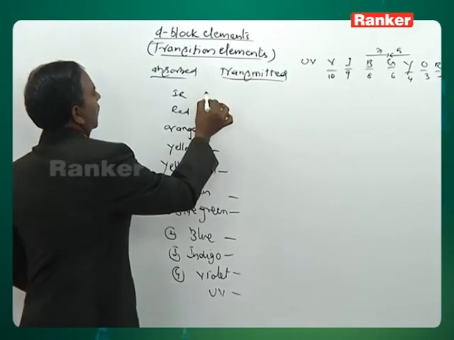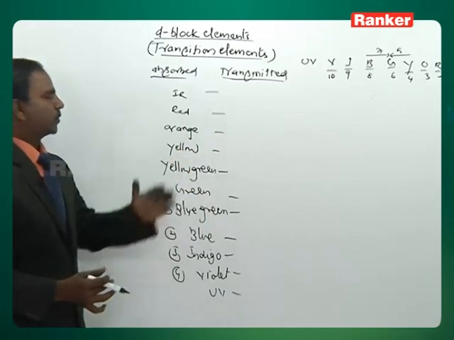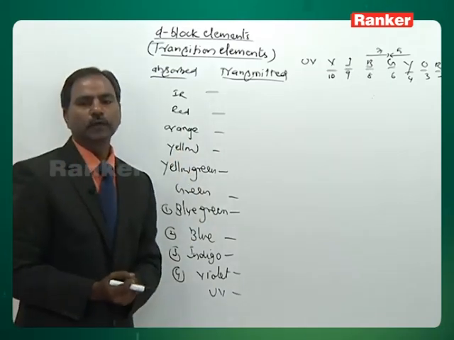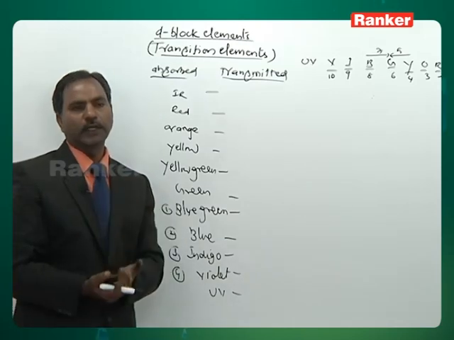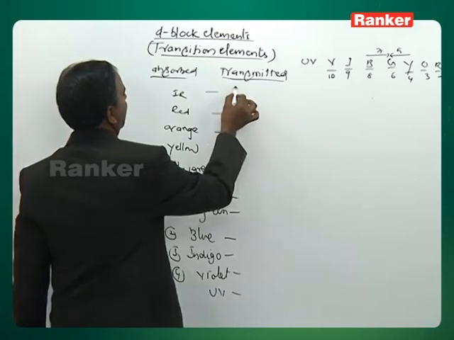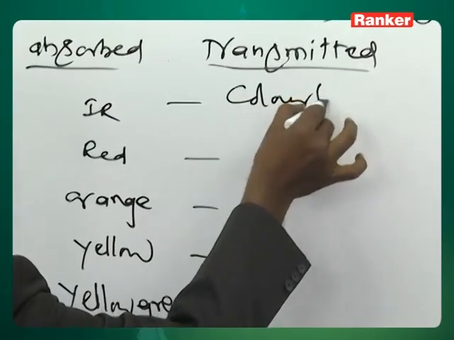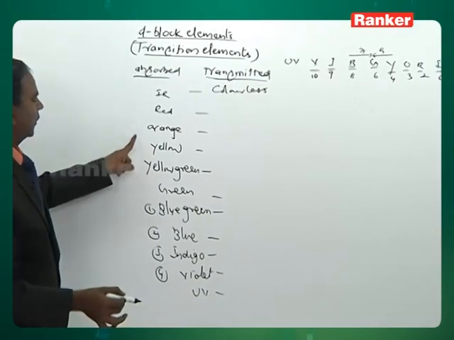Now see this particular infrared. You know this particular infrared is what? Invisible. Once invisible is absorbed, invisible only is transmitted. Therefore, once infrared is absorbed, it will be colorless. Infrared, colorless.